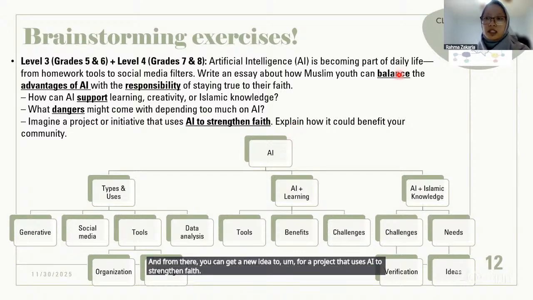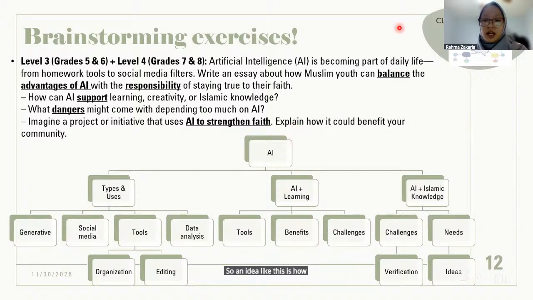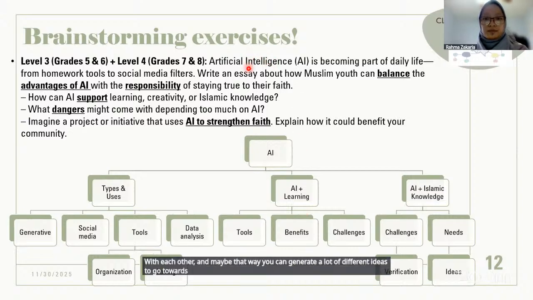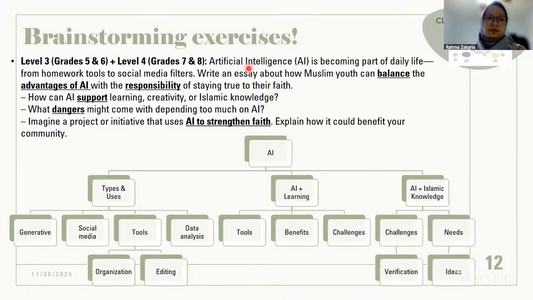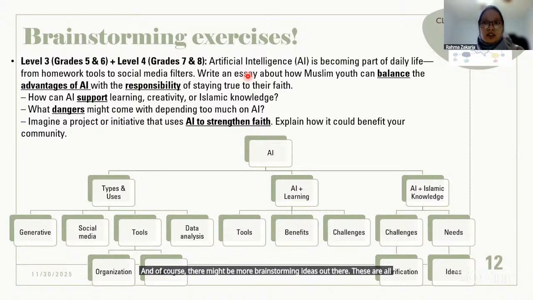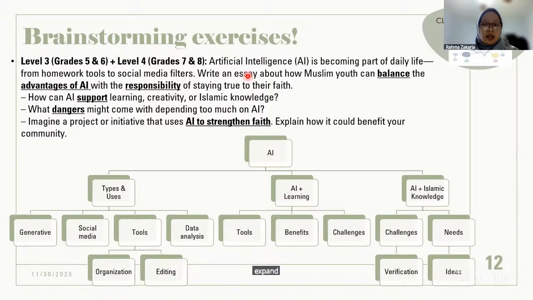So an idea like this is how we are able to cluster different ideas. You can add more branches. You can even draw lines to connect different ideas with each other. And maybe that way you can generate a lot of different ideas to go towards your topic. And of course, there might be more brainstorming ideas out there. These are all just ways to expand on the topic and get a lot of ideas out.